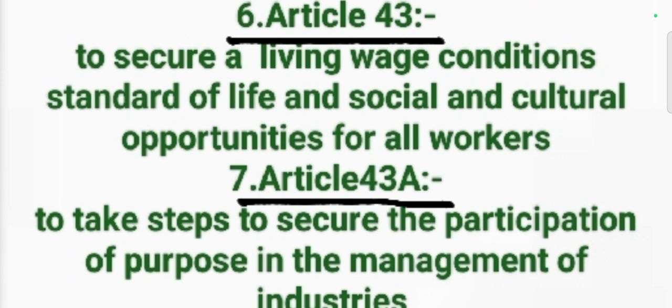So to secure the living wage means not only providing food, shelter and clothing to the poor people, but giving them the ability to provide education to their children and important health and health-related care to the family. This is known as living wage. And a decent standard of life, and social and cultural opportunities also. We have to give cultural opportunities and freedom to promote their culture for all the workers, according to Article 43.